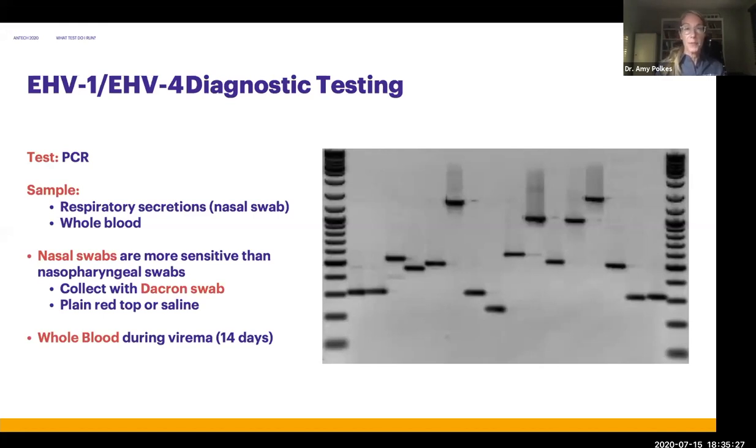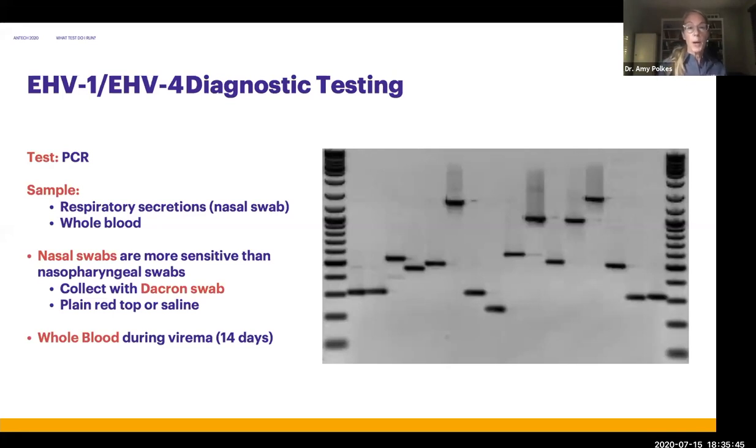Nasal swabs for this particular type of disease are more sensitive than a nasopharyngeal swab. So you don't really need to go way far up. You just need to get a nasal swab. And of course, you want to try to get as much of the liquid, the mucus discharge, et cetera.